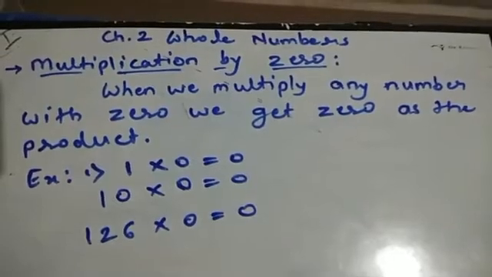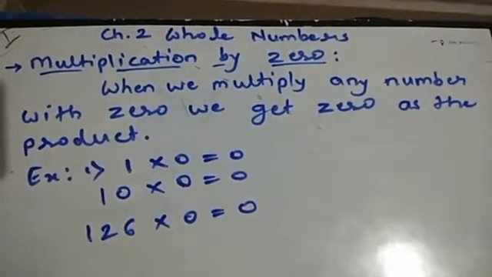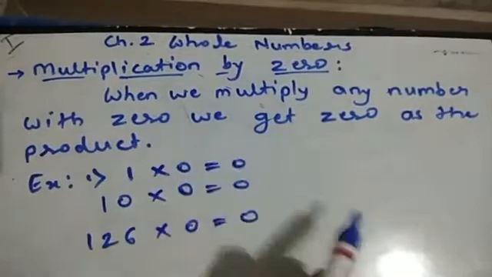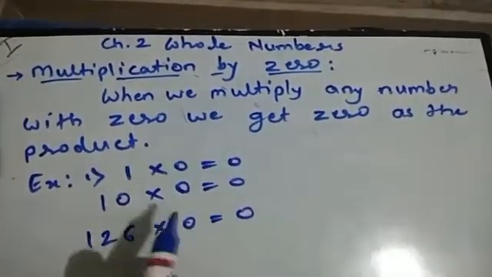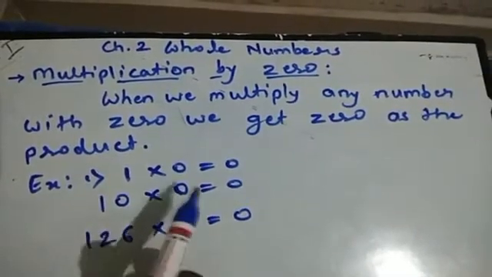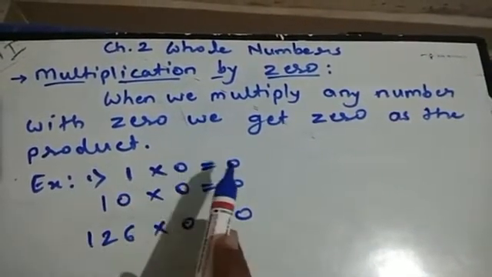Hello students, now we are studying the next part of the chapter whole numbers, that is multiplication by 0. When we multiply any number with 0, we get 0 as the product. For example, when we multiply 1 with 0, the answer will be 0.